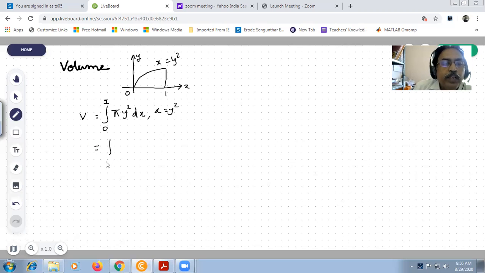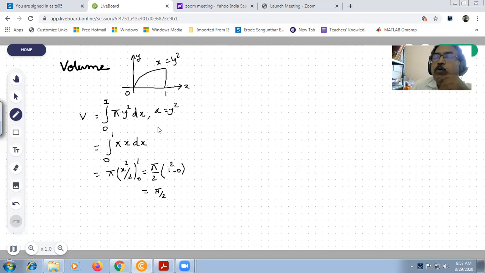Whenever you do integration, you see that you have the relevant variable, and this is π x dx, and we get π x²/2 from 0 to 1. Very simple, right? Which gives you π/2. So this is the answer for this problem.